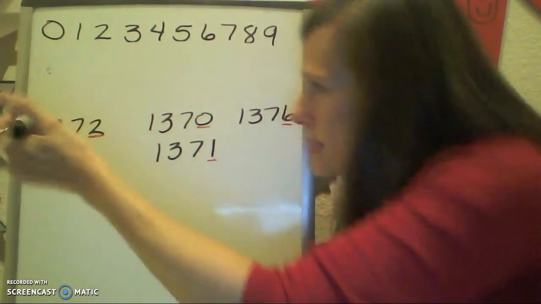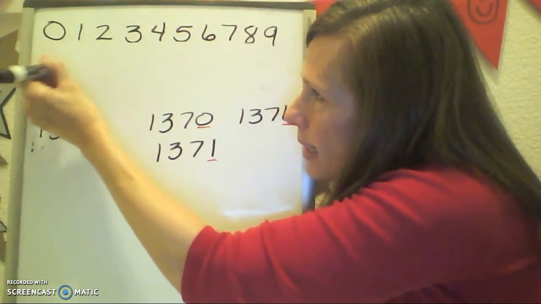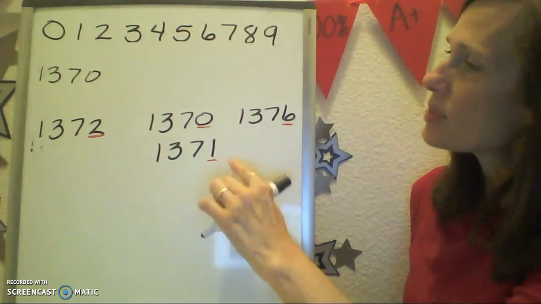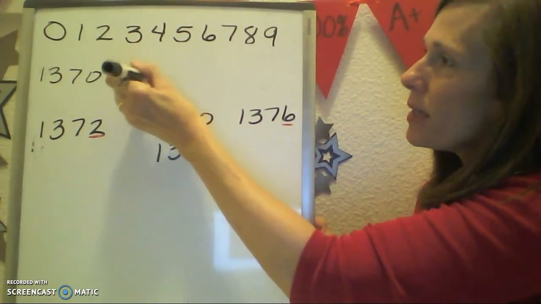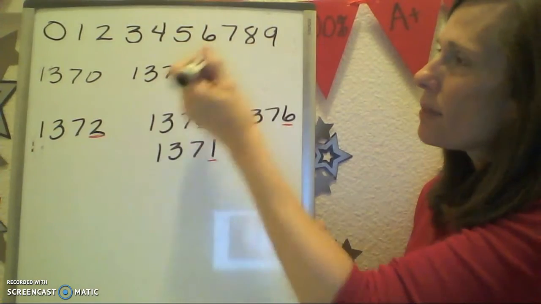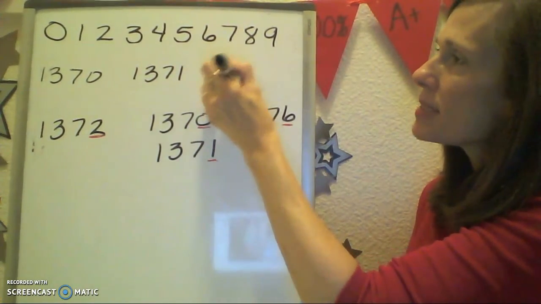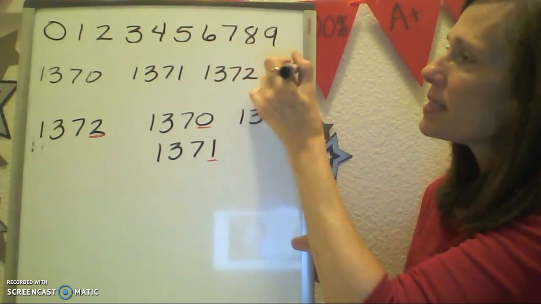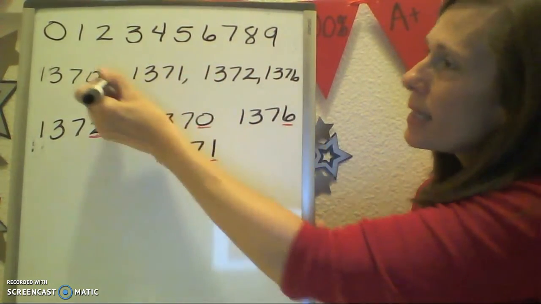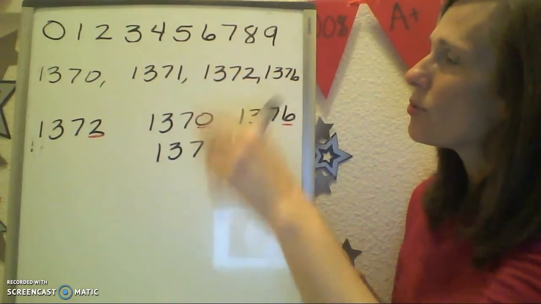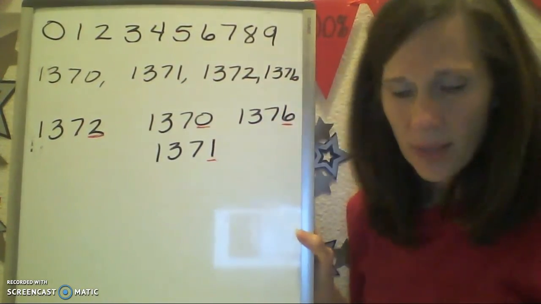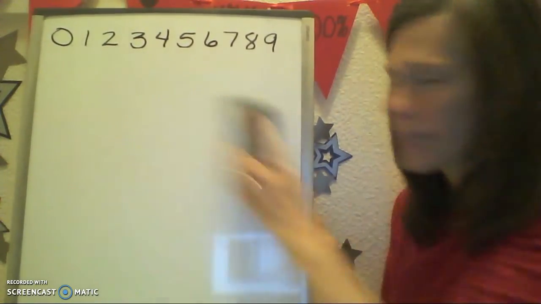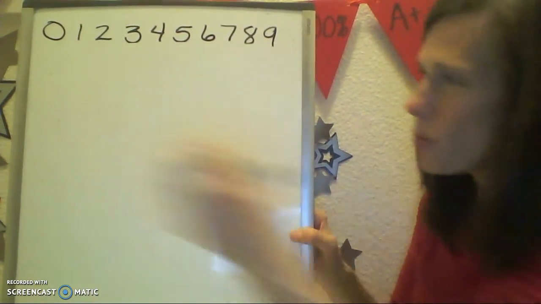So the first one, 1,370. I look at my next one, 1,371. I look at my next one, 1,372. And of course, my last one, 1,376. Squeeze that in there, right? So 0, 1, 2, 3, 4, 5, 6. Okay, well, let's make it a little harder. Let's keep on going. I have about 2 more.